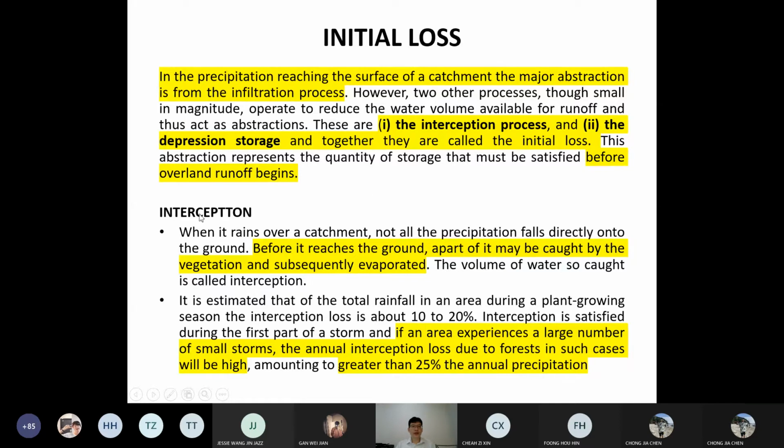Before it reaches the ground, interception, a part of it may be caused by the vegetation and subsequently evaporate. Maybe it is kept by the leaf and the branch and it will evaporate. So sometimes we will consider these losses as evaporation as well. It's evaporation from the tree. And it's estimated the interception loss is about 10 to 20%, but it depends on your area. If in forest, maybe it will be higher, up to 25% of the interception. Because forest has plenty of trees. When the rain falls on the tree, the branches will capture the water through interception.